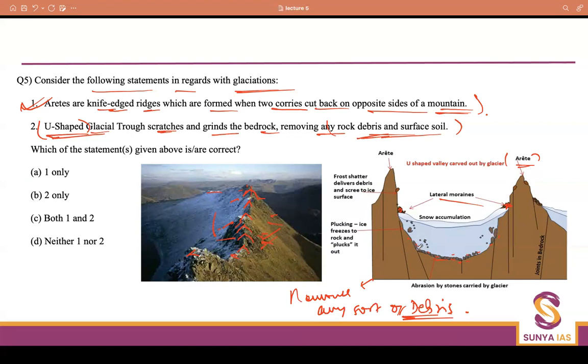And when these glaciers melt, the troughs can be filled with water, and they form very clear lakes, which can also be seen. Such examples are Ribbon Lake, and Lake Ullswater in Britain. These are formed by the U-shaped glacial troughs. So the second statement is also definitely correct over here. The correct option would be option C, that is both 1 and 2.